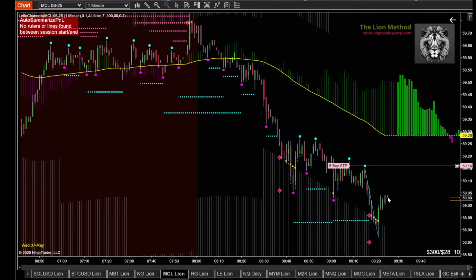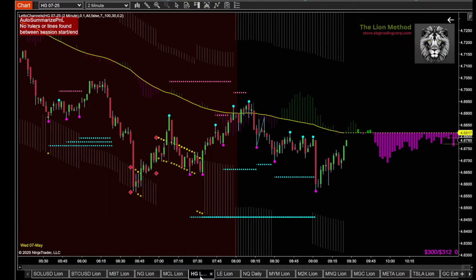Now, it's entirely possible that crude doesn't hit our entry, but it goes down. And if it goes down, it'll probably put a new blue dot right here. And if that blue dot forms, we're going to move our entry price down to that blue dot. All right, let's continue on.